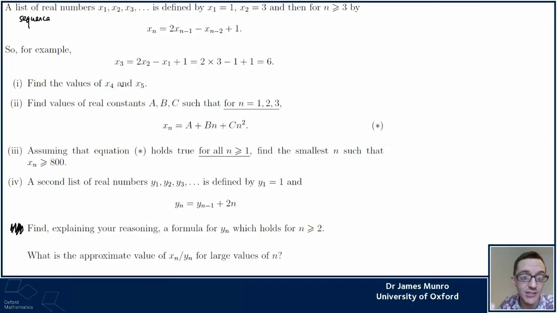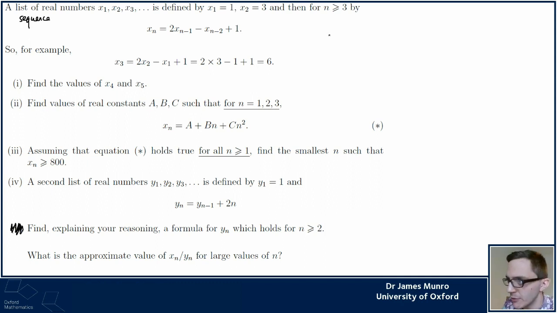So this question has these different parts, and the bit at the start seems to be a sort of nice friendly way in to check, do you understand what this equation means? So when it says for n bigger than or equal to 3, there's this relationship, and we've given you an example to show where n is 3, this is x3, this thing here is x2, and this thing here is x1. So to work out x3, we do 2 times x2 minus x1 plus 1, which is 2 times 3 minus 1 plus 1, which is 6.